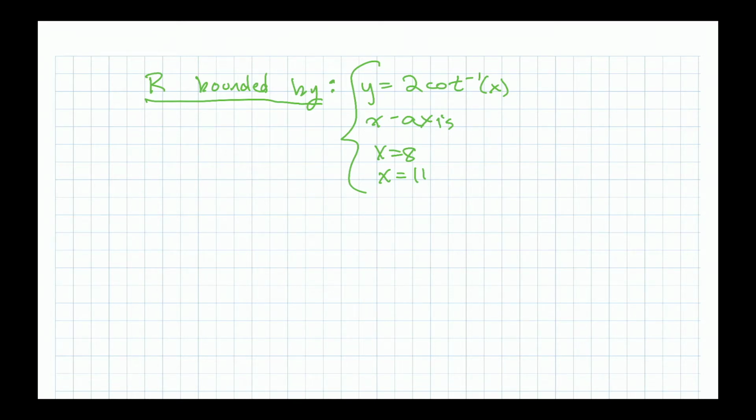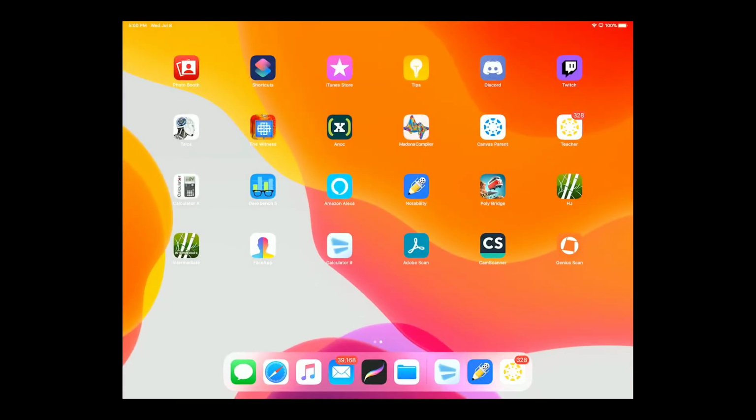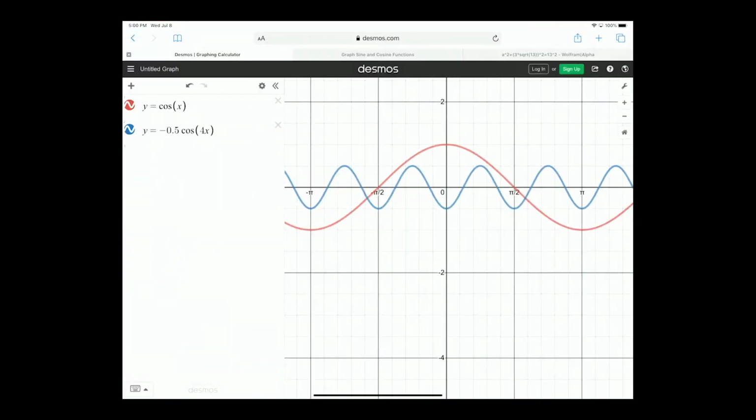And so if you go to Desmos to look at what that looks like, sorry, I'm coughing, but I'm not going to start over.